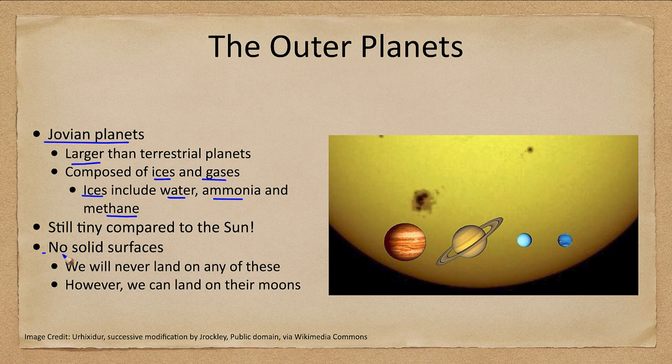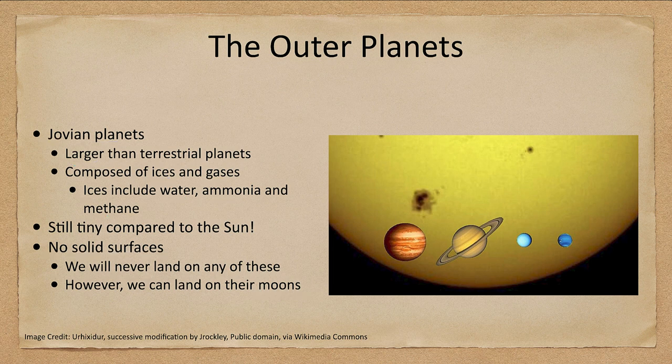These have no solid surface. There is no way we will ever land on these. These will never be landed on because there is no place to land. However, we can land on their moons, and we will look at the planets and their moons in coming lectures.